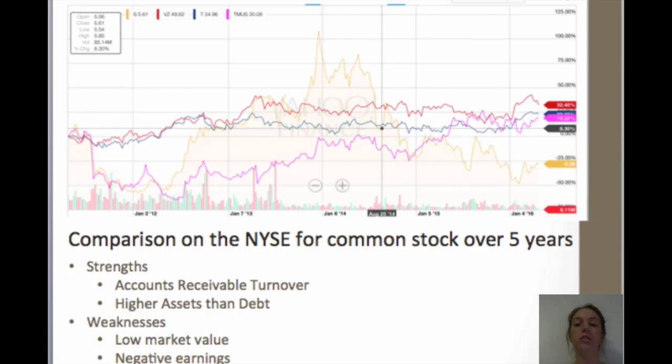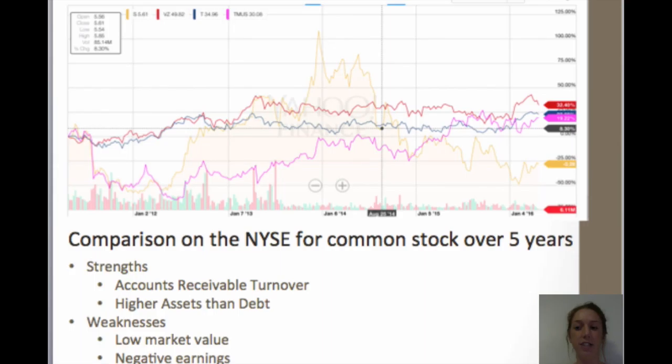Financial ratios are used to determine the strengths and weaknesses of the company, and I found that strengths of Sprint are their high accounts receivable turnover and the fact that they have more assets than debt. Weaknesses, though, drawn from this, are their lack of profit and extremely low market value. The negative earnings is really a killer for Sprint right now, so they want to try to get that in the positive range.